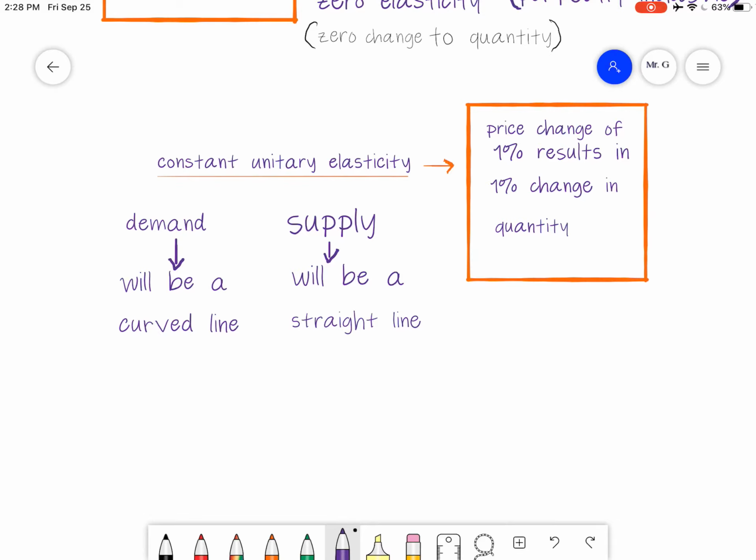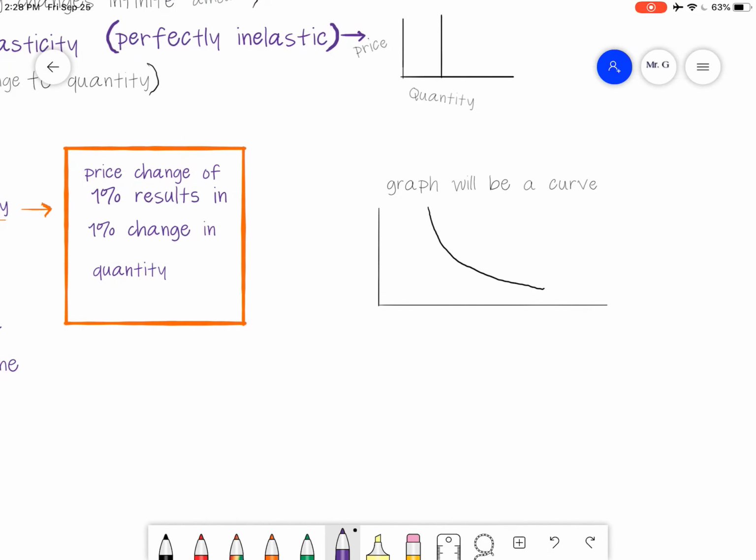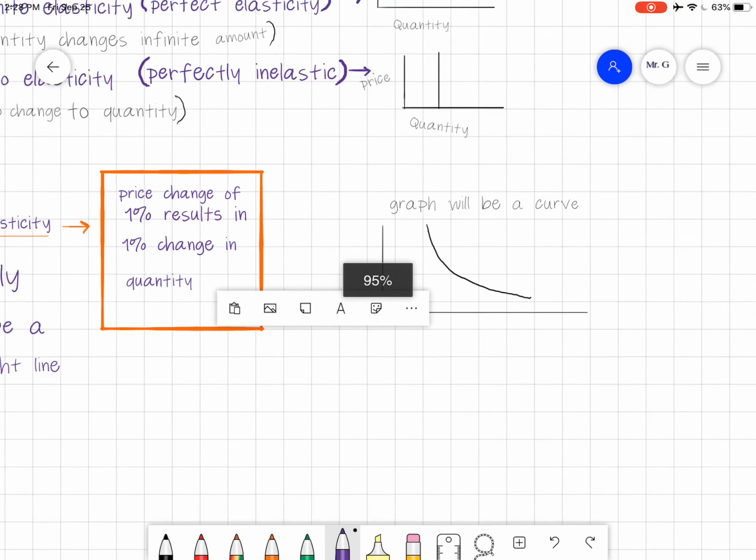I'm not going to go over the math for that. If you're interested, you can always look into that in the textbook. But essentially, that's all you really need to know in this particular case. So this is an example. The graph will be a curve, and then the supply would just be a straight line. And if you calculate it out, it would work that way.